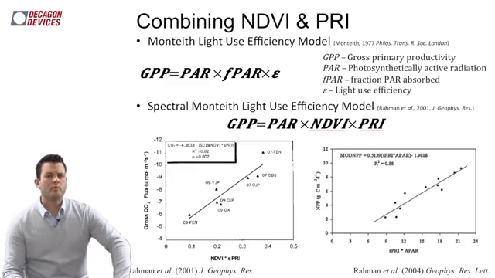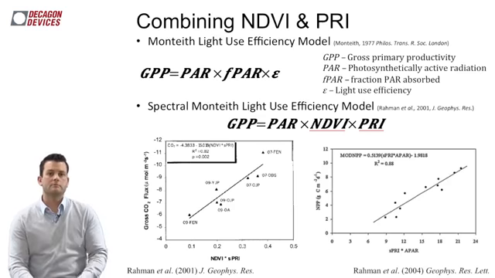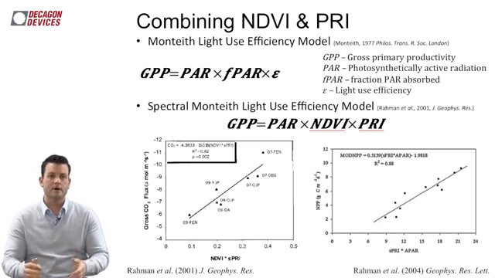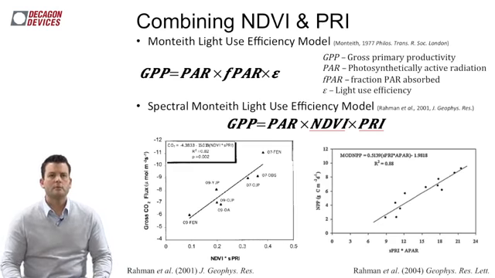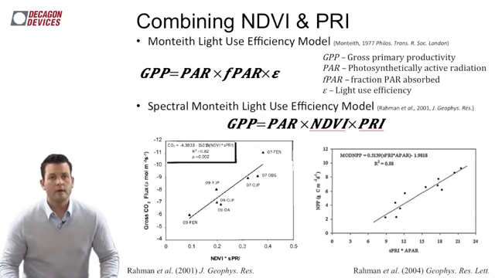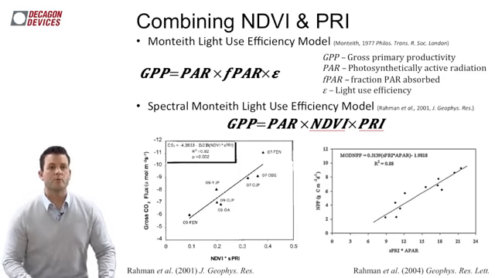So what some people have proposed is that we actually have a proxy for FPAR and epsilon. And not for PAR, but if we just take the FPAR and the epsilon, we can substitute FPAR with NDVI, and we can substitute epsilon for PRI. And people have actually generated some pretty decent looking results using this approach.